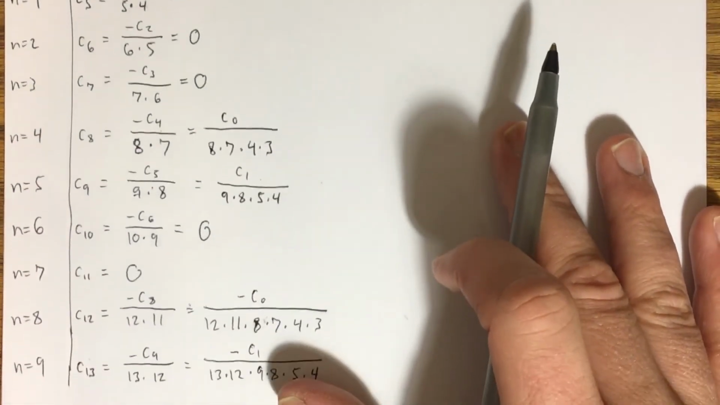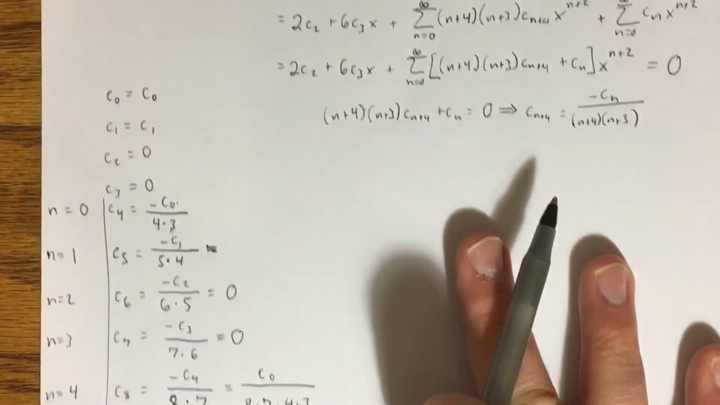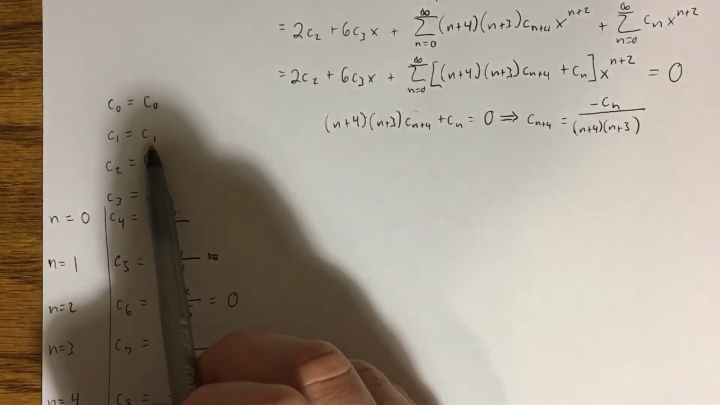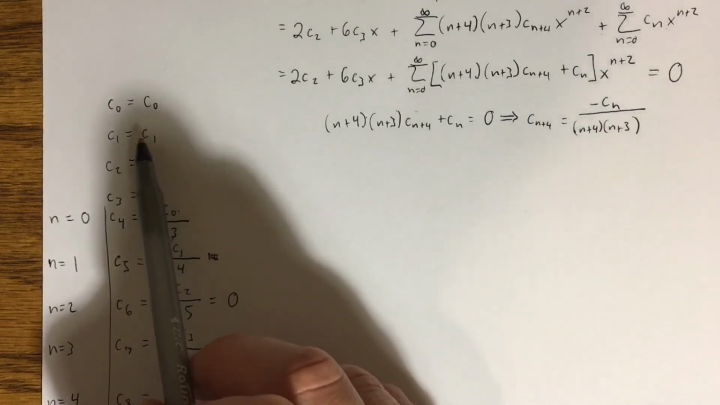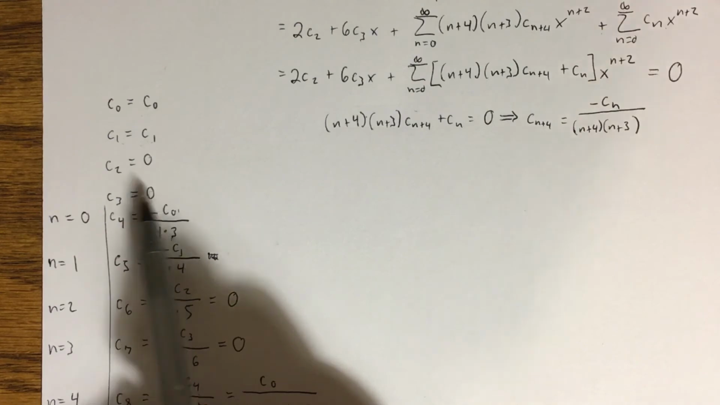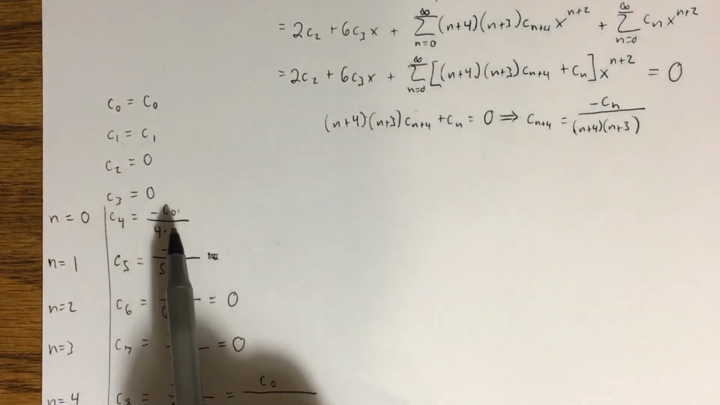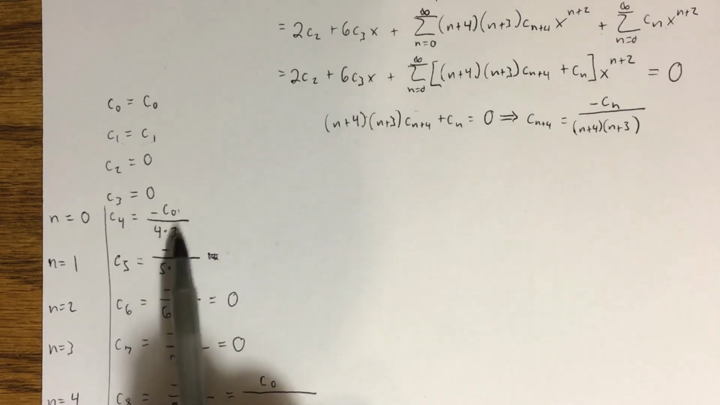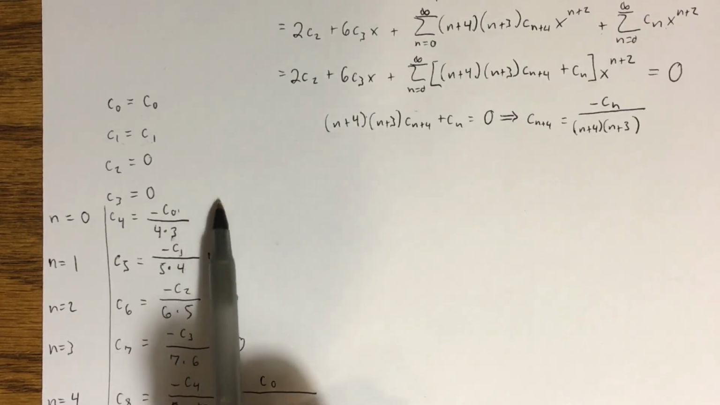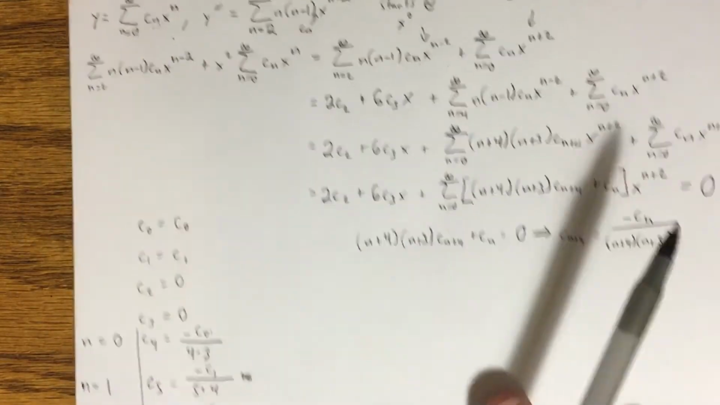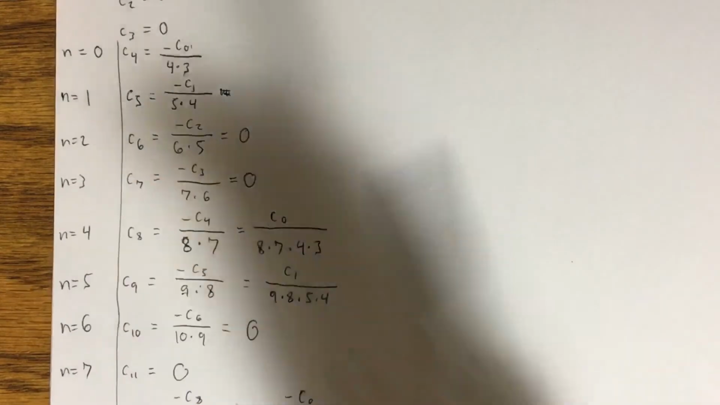So with that in mind, this is telling me that my constant term is C0. My coefficient on my x term is C1. The coefficients on my x squared and x cubed terms are both zeros, so those terms are going to go away. And then I have this guy, negative C0 over 4 times 3, and that'll be the coefficient on my x to the 4th power. So I can build this series out of these coefficients, putting them where they belong.